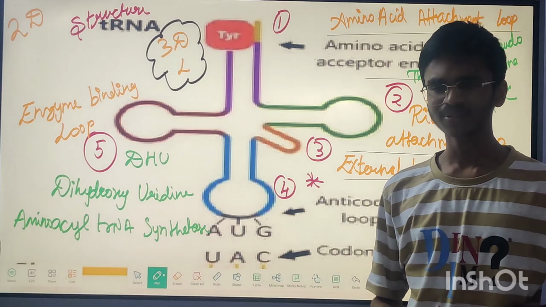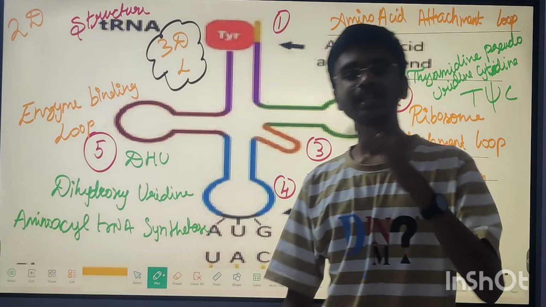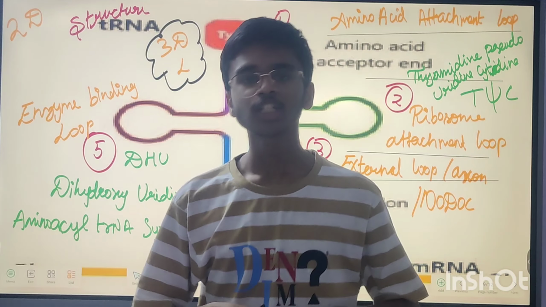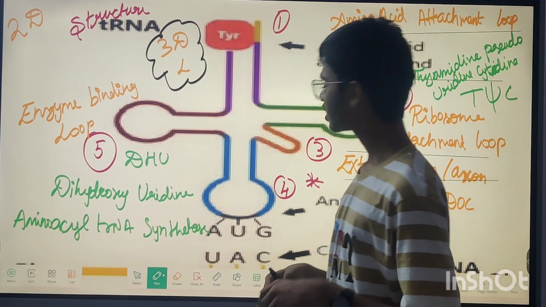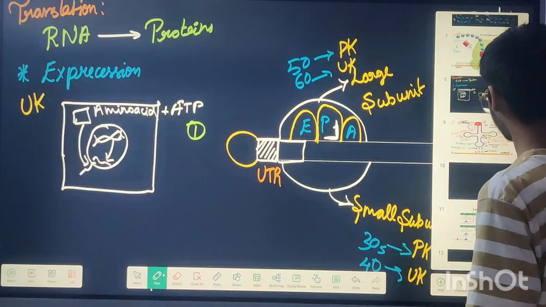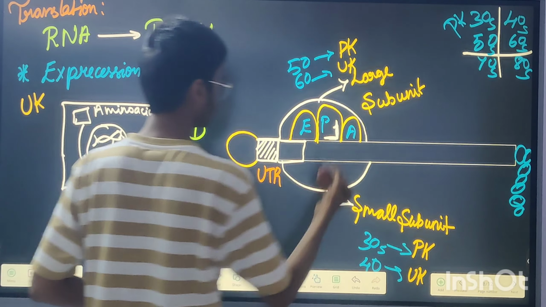Here in this place, AUG. See, AUG is here now. So like that, for each and every tRNA it will be differing. In one place it can be UAG, in one place it can be AUG, it will be differing for every tRNA. Like that, the first tRNA that comes in the translation process will be UAC.